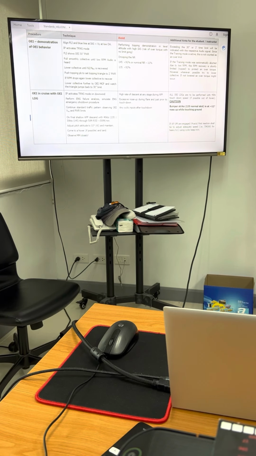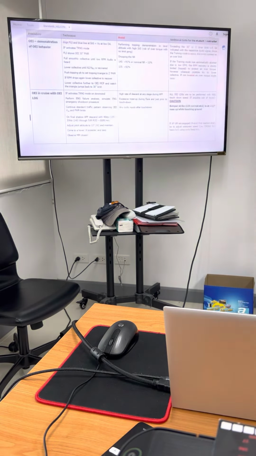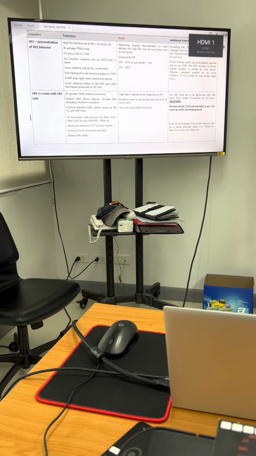Okay, it's exactly what Florian said just now. You don't have any exceedance. If the training mode was automatically aborted due to the low RPM, the RPM recovery is shortly limited to protect against another torque. However, it's exactly what he explained 2 minutes ago, okay? Whenever possible, try to lower collective. If not, another torque might occur. Okay for this?